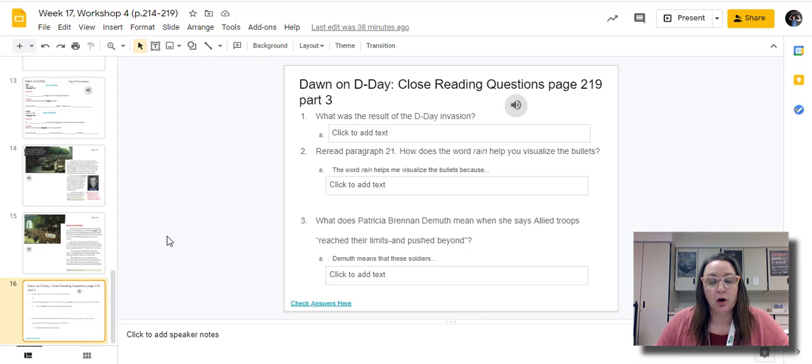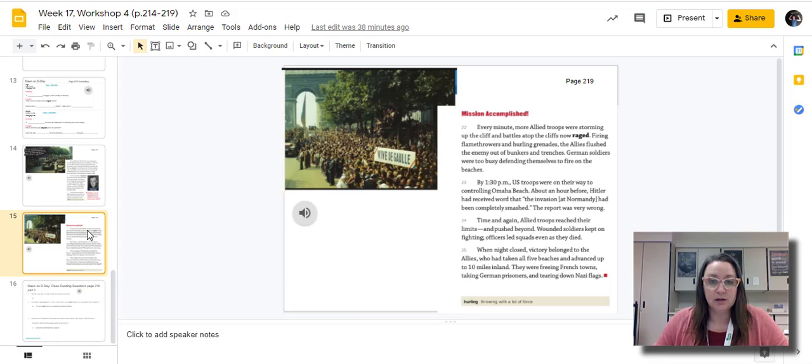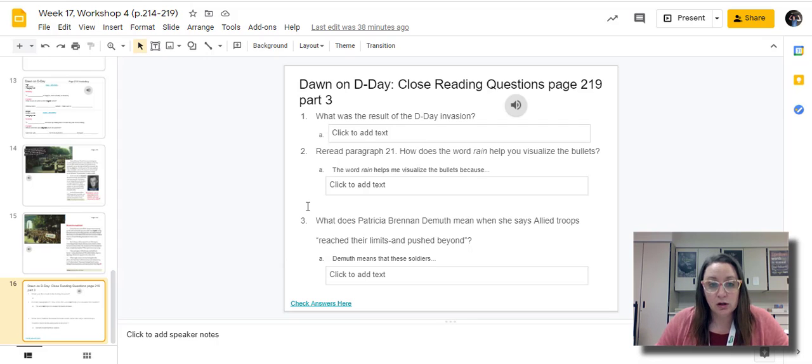Now we will review our close reading questions. These can be found on page 219 in the real book. Our first question, what was the result of the D-Day invasion? If you go back to page 219 and read through the bottom, you will see what happened. This section is called Mission Accomplished. Summarize how this ended. What was the result? You can click pause and fill in your answer at this time.